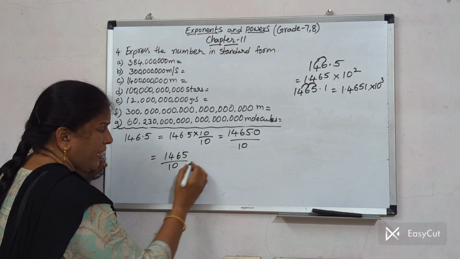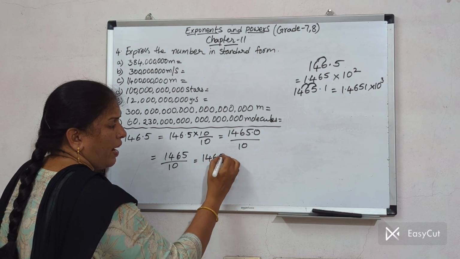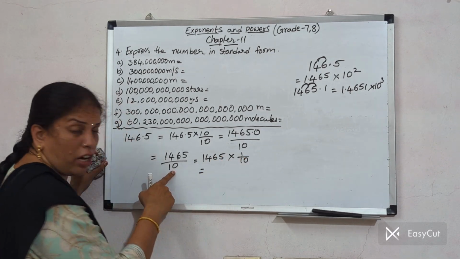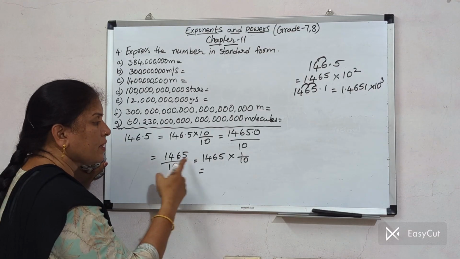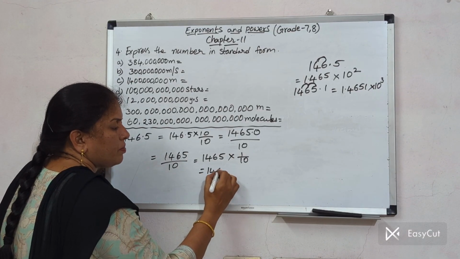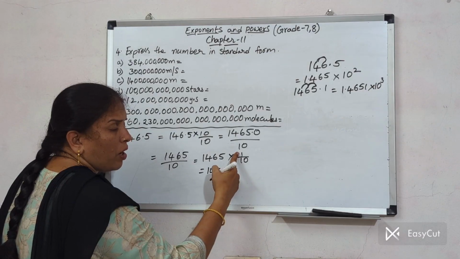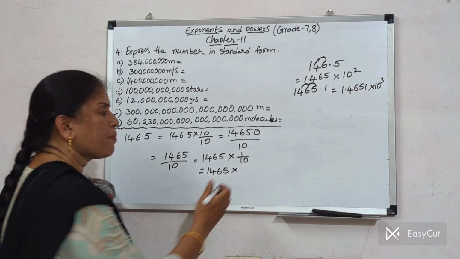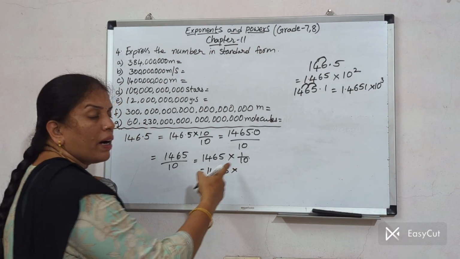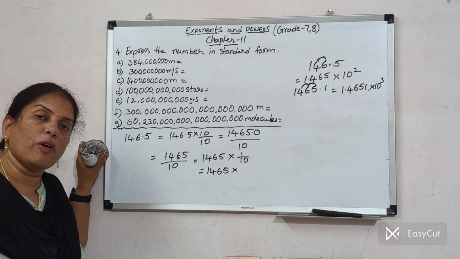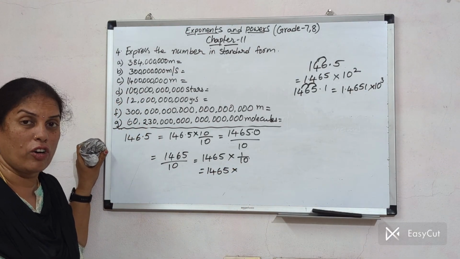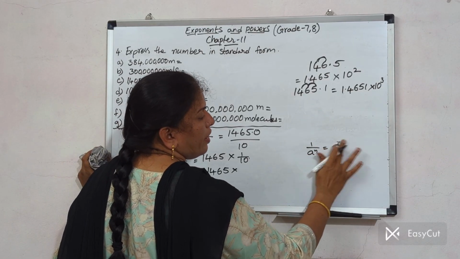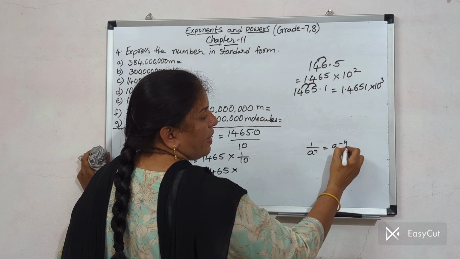Now see here. 1465 into 1 by 10, means you can write it as denominator 10 is there now. I am writing this one as 1 by 10. This is in the form of 1 by a to the power of n. That means power 1 will be there. 1 by a to the power of n is equal to a to the power of minus n. You know very well the formula.